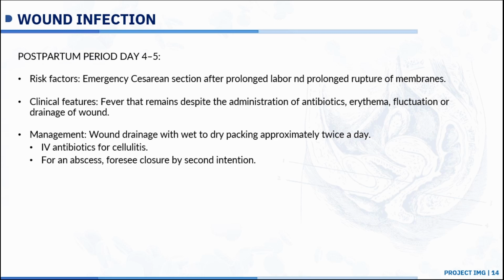With respect to wound infection, the risk factors are emergency cesarean sections after prolonged labor and prolonged rupture of membranes. Clinical features: fever that remains despite the administration of antibiotics, erythema, fluctuance, or drainage of the wound. Management: wound drainage with wet to dry packing approximately twice a day, intravenous antibiotics for cellulitis, and for the abscess, closure by second intention.